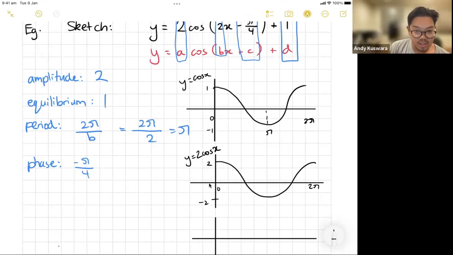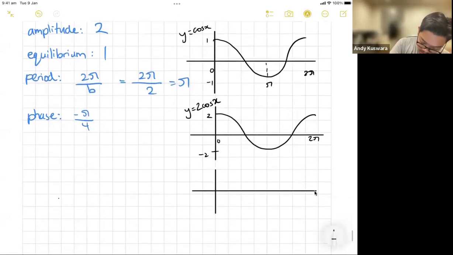Next thing to go from here is let's adjust the period. So the period means how often things happen. So in this particular case, our period is now pi. So that means I repeat every pi. Okay. So that means within 0 to 2 pi, I should repeat myself twice. So 2 cos 2x is going to look a little bit like this.